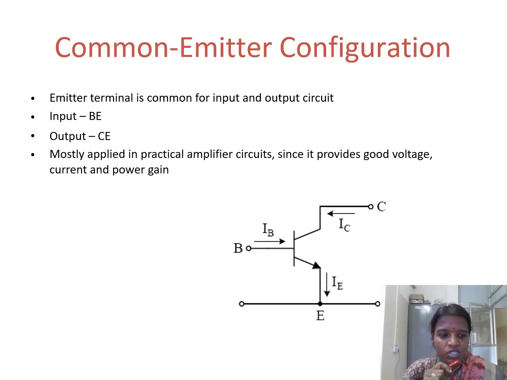So the selection of the configuration of a transistor depends upon your particular application, and your current amplification factor, the input impedance and output impedance, the voltage gain, the regions, and the collector current expression. So based on these parameters only, we have to select the configuration according to our requirement.